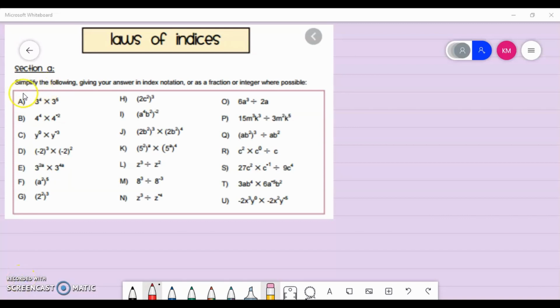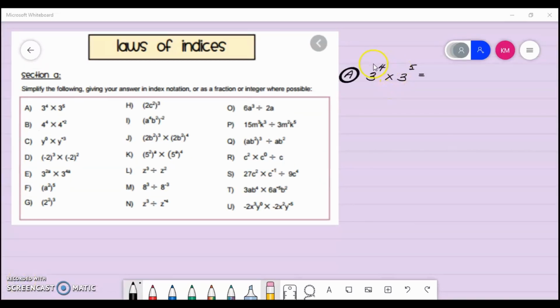So let's get started. Our first question reads, 3 to the power 4 multiplied by 3 to the power 5. Based on the laws of indices, we will remember that when we multiply two index numbers with the same base, we simply add our indices or powers. So we are going to get 3 to the power 4 plus 5, and that is going to give us 3 to the power 9. Next question.